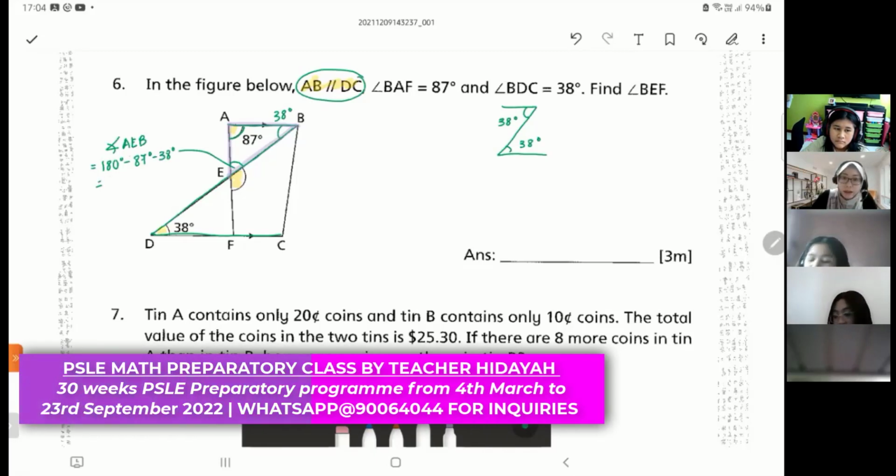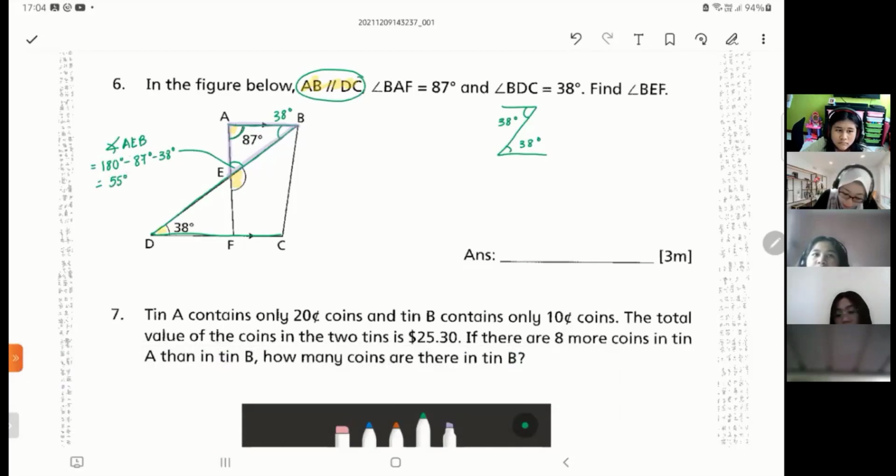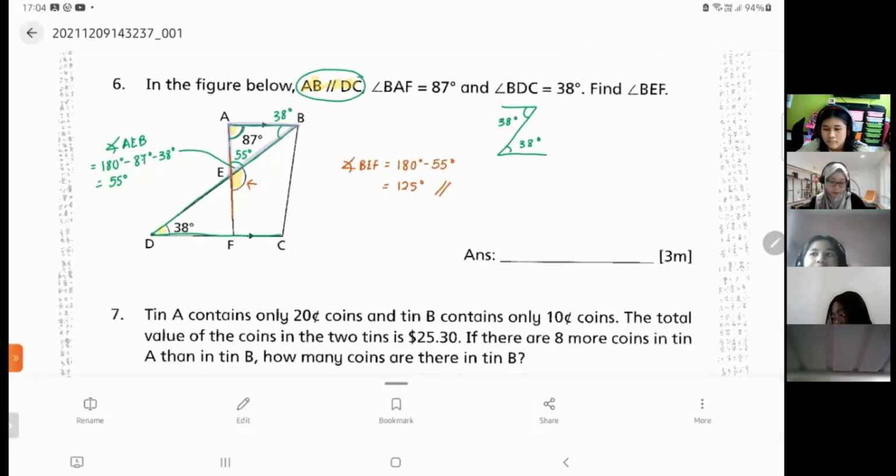And you will be getting 55 degrees. So the angle here is 55 degrees. Now, with that, can I proceed to find angle BEF, which is on a straight line? To find this one? Can, right? So this angle BEF is, because angles on a straight line add up to 180 degrees, 180 degrees take away 55 degrees, and I get 125 degrees. Angle on a straight line. Answer. Okay, please mark.